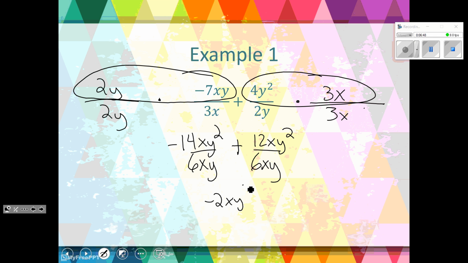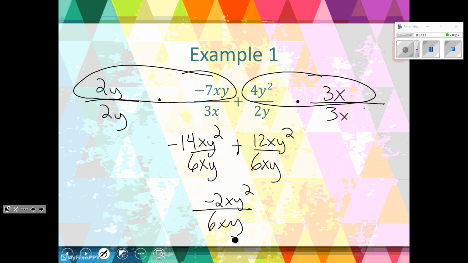2xy squared. Remember, if someone says, why didn't you, you've got x and x there, why didn't you add the exponents? When do we add the exponents? When we're multiplying. When we add, they stay the same. So negative 14xy squared plus 12xy squared is negative 2xy squared. Okay? Over 6xy.